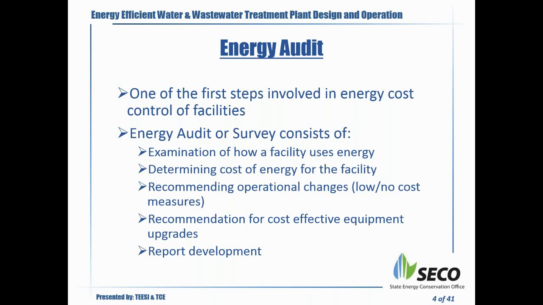It is one of the first steps involved in energy cost control of the facilities. An energy audit or survey consists of examination of how the facility uses energy, determining the cost of energy for the facility, recommending operational changes, a lot of what they call low cost and no cost measures, and then recommendation for cost effective equipment upgrades, which are capital retrofit projects, and then developing a report that summarizes all the findings and the description of the project. So an energy audit, again, is one of the first steps involved in energy cost control of the facilities.